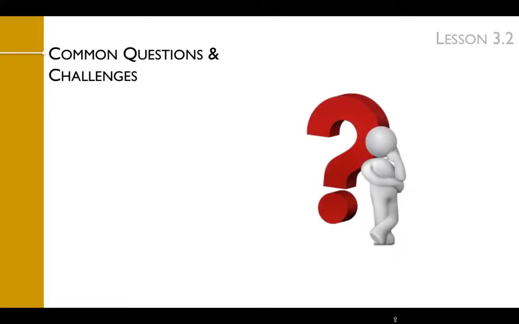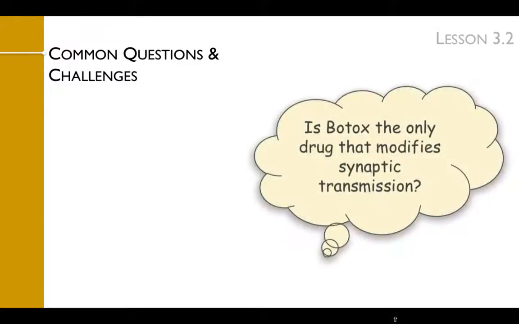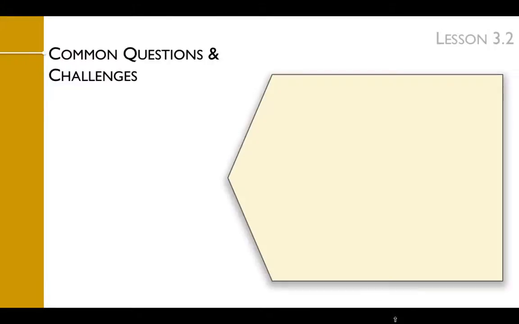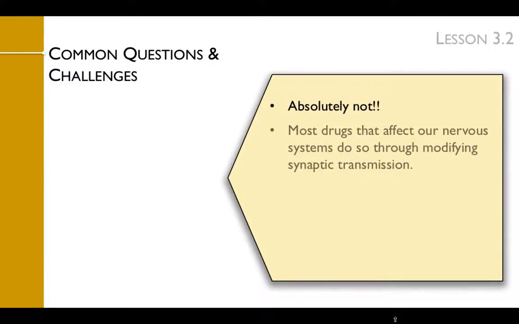Students often ask for more details about neurotransmitters and drugs that affect synaptic transmission. You can find more in the teacher primer, the teacher manual, and the student workbook. One of the most common questions teachers get is: is Botox the only drug that modifies synaptic transmission? Absolutely not. In fact, most drugs that affect our nervous system do so through modifying synaptic transmission. The drugs are, after all, chemicals, so it makes sense that they would alter a chemical process.